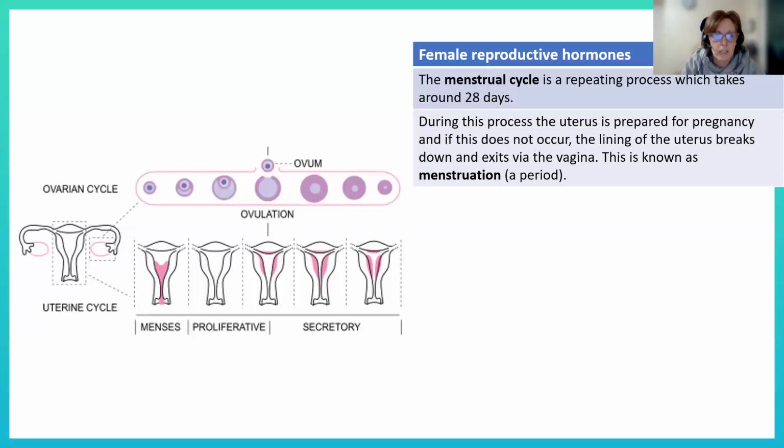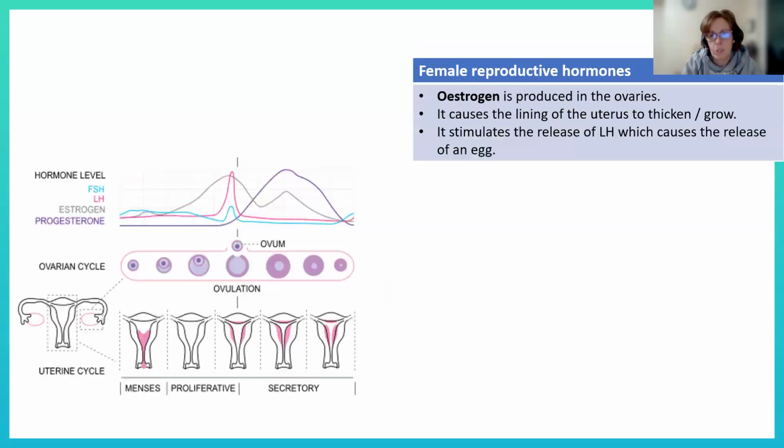And that uterus lining is shed. So you're not just bleeding, you are losing actual tissue. The lining of an organ is being shed during menstruation, which is also known as a period.